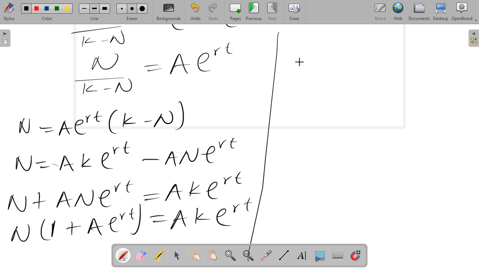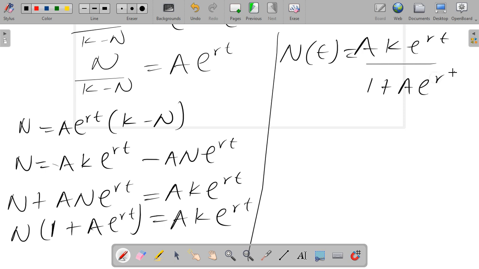If you make n the subject of the formula now, n of t is equal to what? This one will come down. So I'm having AK exponential RT all over 1 plus A exponential RT. Okay, so that is your solution. But let's apply the initial condition, the initial population.